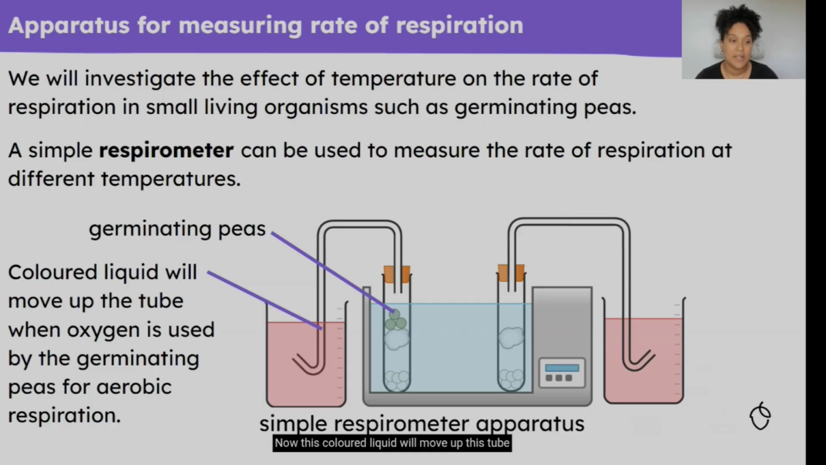Now this coloured liquid will move up this tube when oxygen is used by the germinating peas for aerobic respiration, and we can measure the movement of that coloured liquid to help us to measure the rate of respiration.